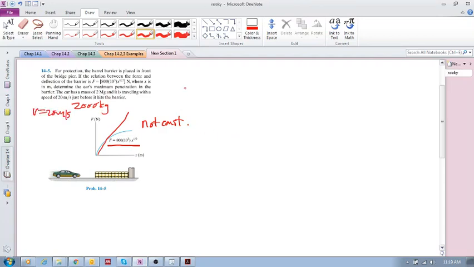So we've got force information, we've got velocity information, and we want to know the maximum penetration. If we take that, say, as x equals 0, how far does the car go into this barrier until it stops? This will be our total distance x before it stops. Because we've got force, velocity, and displacement, we can use the principle of work and energy.